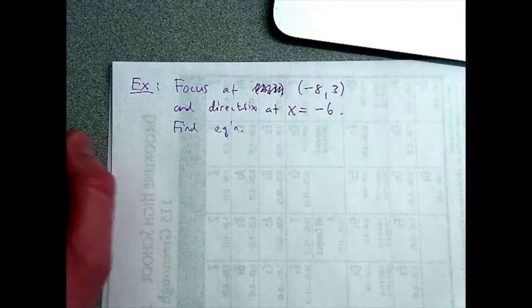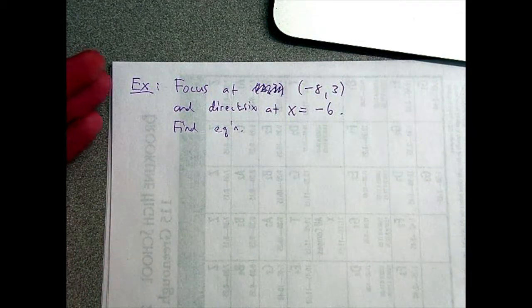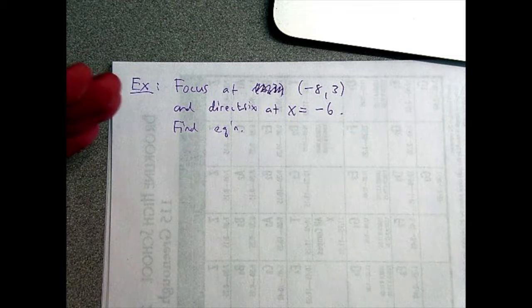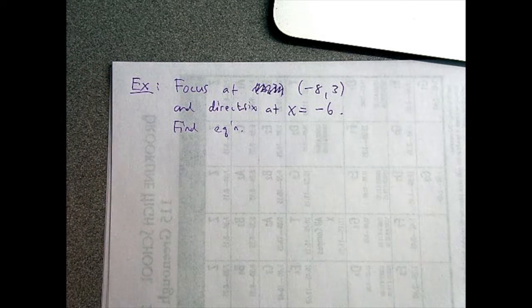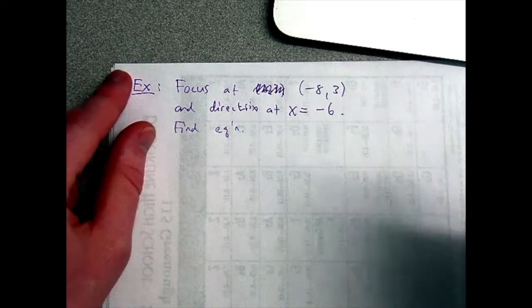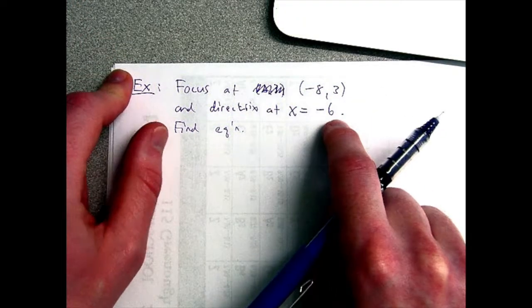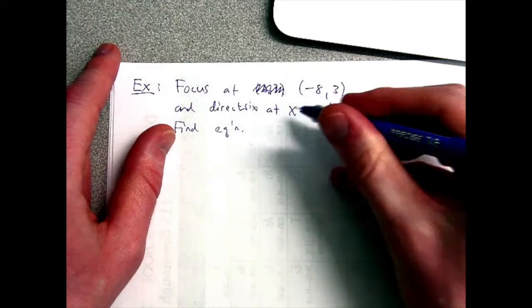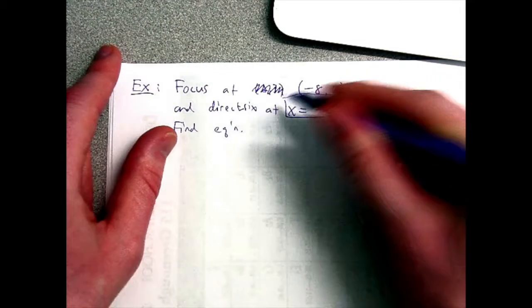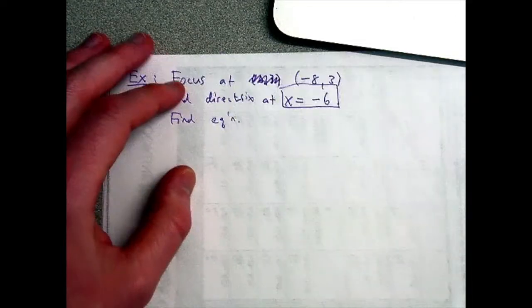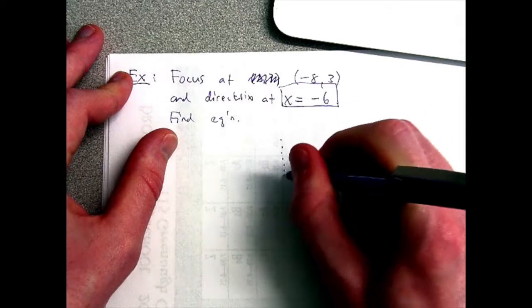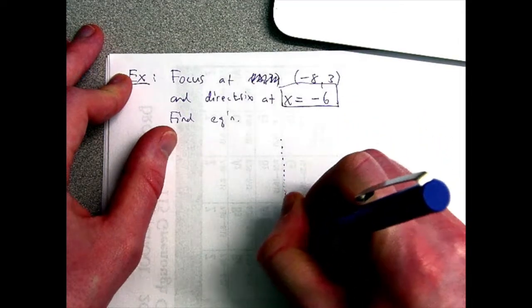So, as always, whenever you're given random information about a conic section and you want to find the equation, you should begin by just plotting this information, just draw a picture. So the directrix is at x equals -6. Look, that is the equation of a vertical line. Important to notice: x equals a number, that's a vertical line. So the directrix is a vertical line, right?